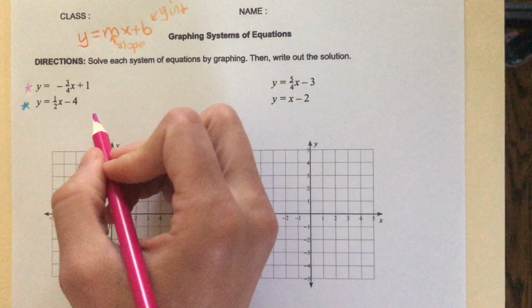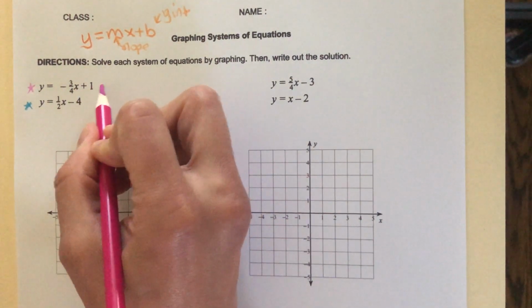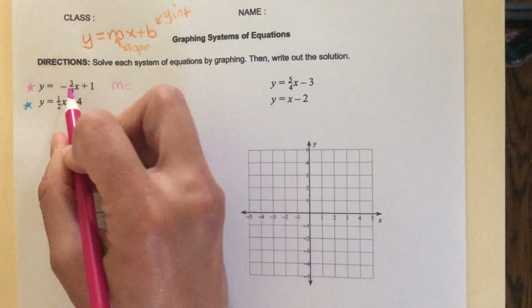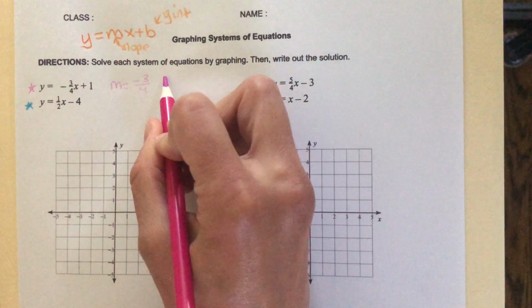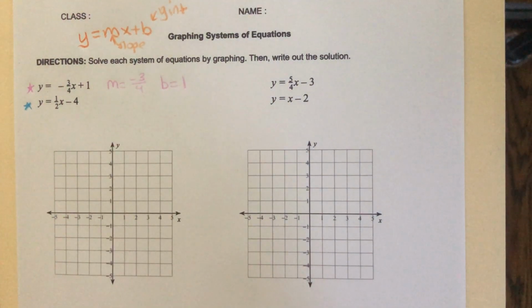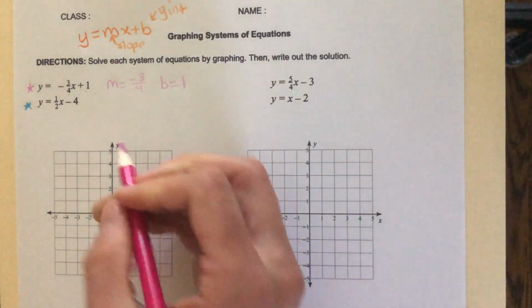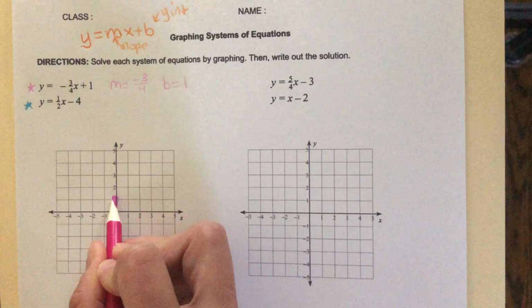So in this pink equation, y equals -3/4 x plus 1, I know my m, or my slope, is -3/4 since that's next to x, and my y-intercept is 1 since that's the number without the variable next to it. So let's graph it. Here's our y-axis. The y-intercept is at 1, so I'm going to go up to +1.